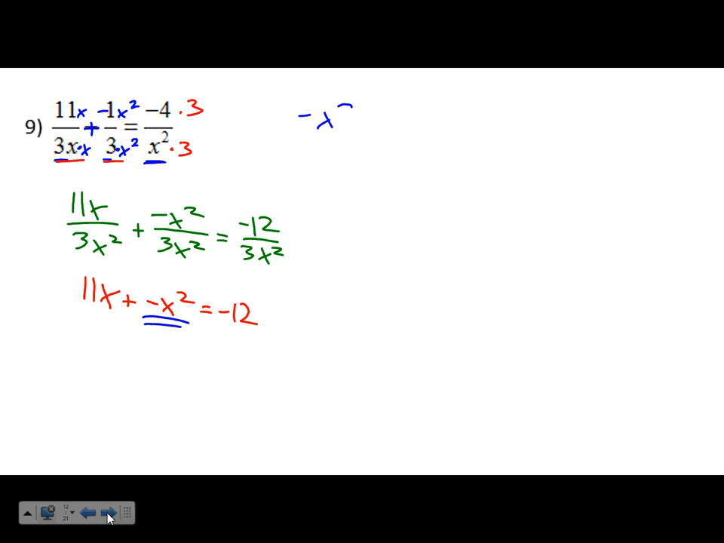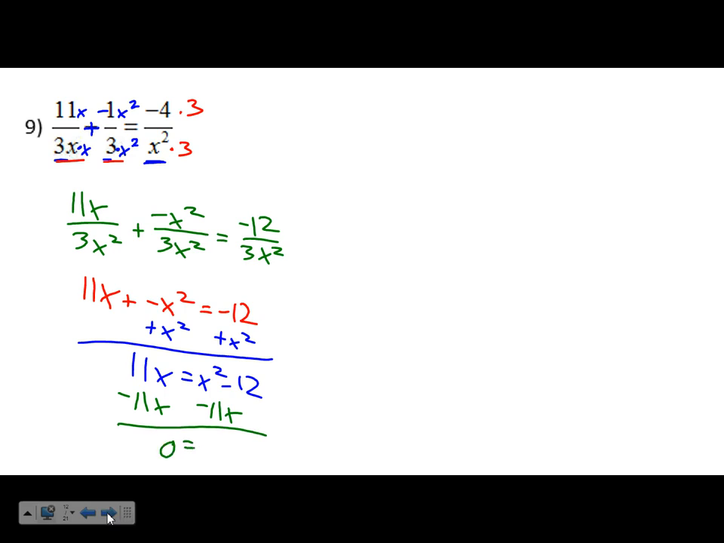So negative x squared plus something x... We've never done that, so let's not start now. Let's make that negative x squared into a positive by putting it on the other side. If you add x squared to both sides, now we have 11x is equal to x squared minus 12. And now all we need is the 11x over there, so subtract the 11x.